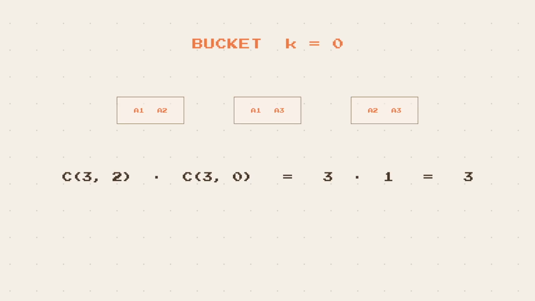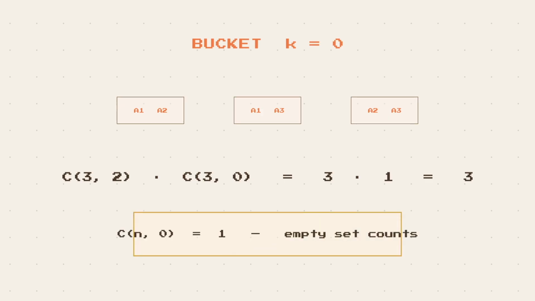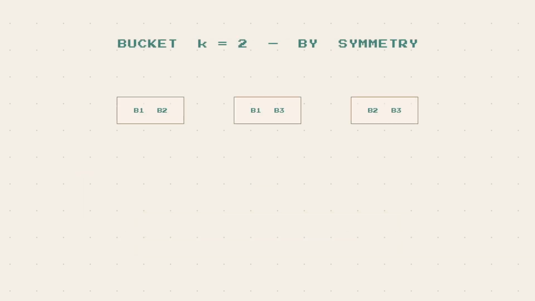Okay, now consider bucket K equal to 0. So both picks are from team A. So there are 3 ways to pick 2 As and 1 way to pick 0 Bs. Now, why is picking 0 things exactly one way, right? Because picking nothing is itself an option. So the empty set counts. Bucket K equals 2 mirrors bucket 0. Also 3 committees, so our buckets hold 3, 9, 3.